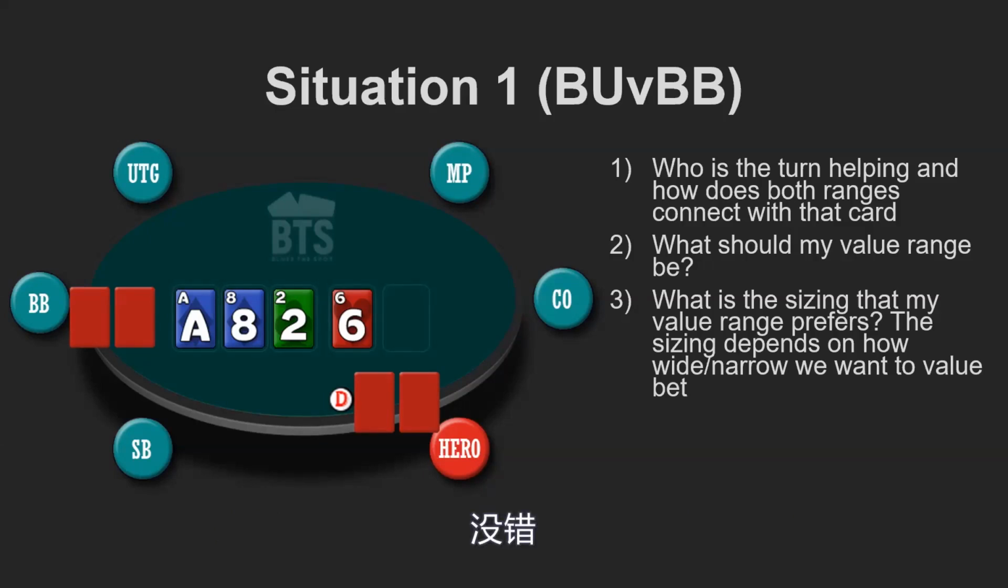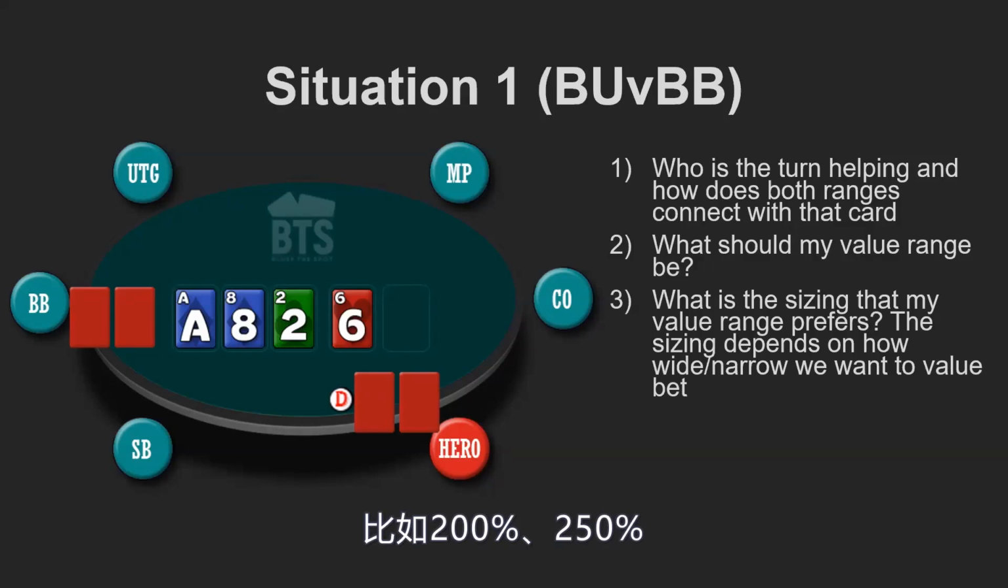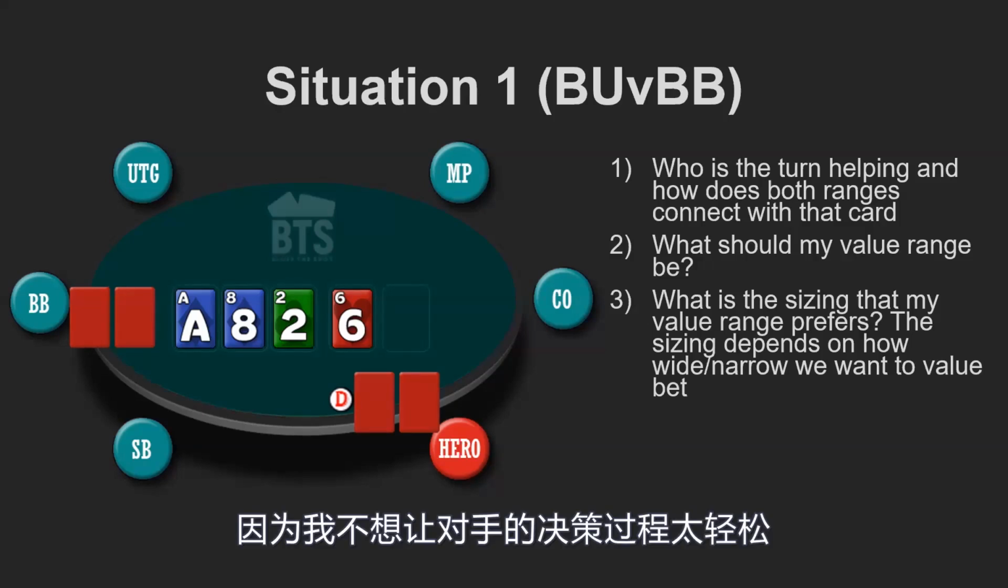Alex is asking about a double flush draw. I would go 150%. I still don't want to go crazy big and bet 200 or 250% pot, just because we kind of make his life a bit easier.